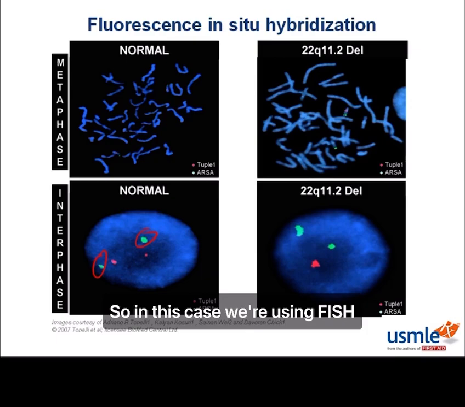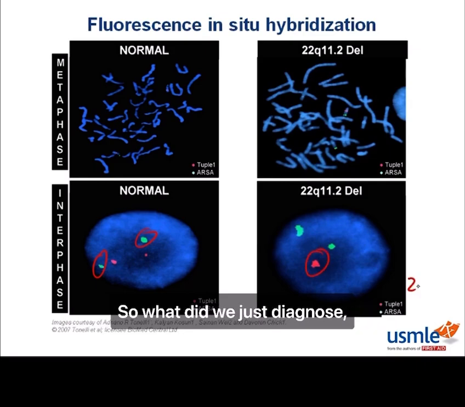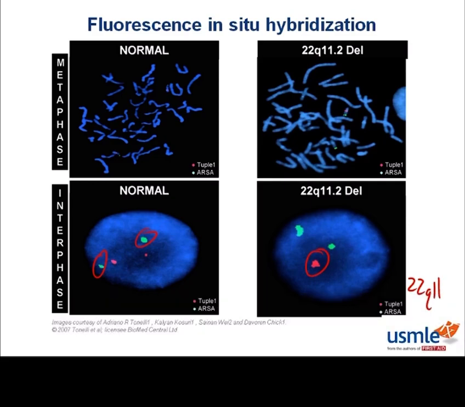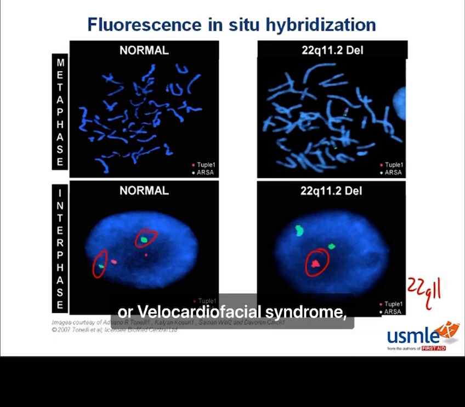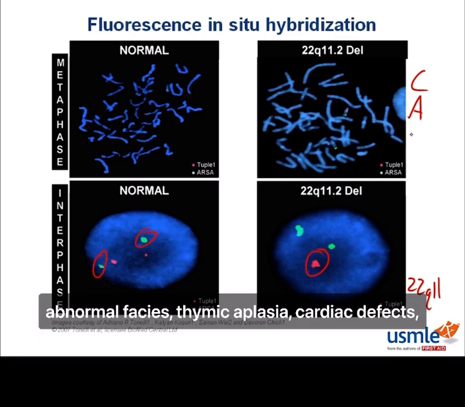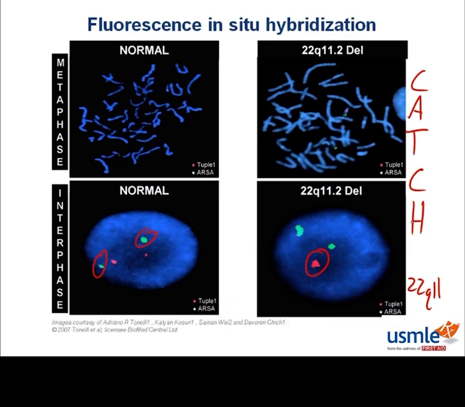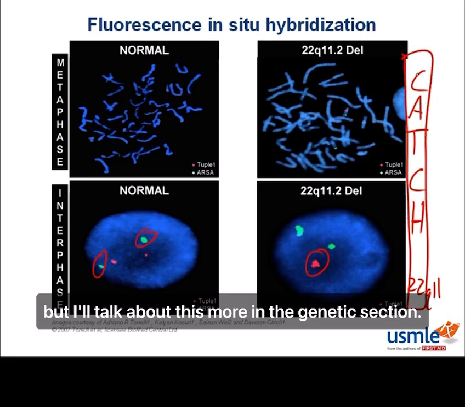So in this example, we're using FISH to look for the 22q11 locus, and we see that this patient only has 1. So what did we just diagnose, and what symptoms would you expect this patient to have? Well, this could be DiGeorge syndrome or velocardiofacial syndrome, and this patient might have a cleft palate, abnormal facies, thymic aplasia, cardiac defects, and hypocalcemia due to parathyroid aplasia. The mnemonic you can use to remember this is CATCH-22, but I'll talk about this more in the genetics section.